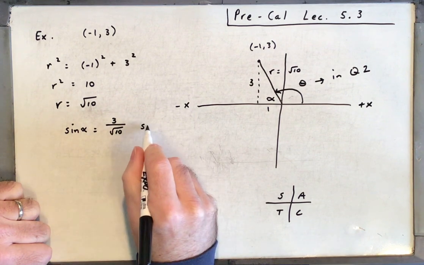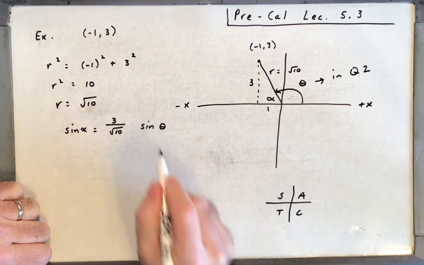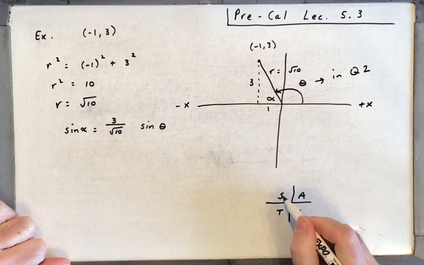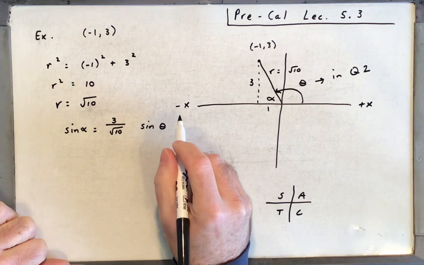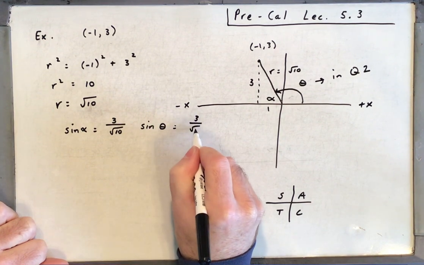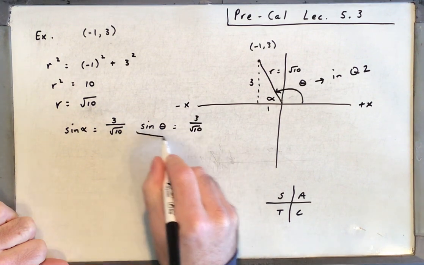Okay, so sine theta, all we have to do is adjust for the sign. We know that sine is positive in quadrant 2. We're in quadrant 2. So sine theta is just going to be 3 over the square root of 10. No adjustment needed.